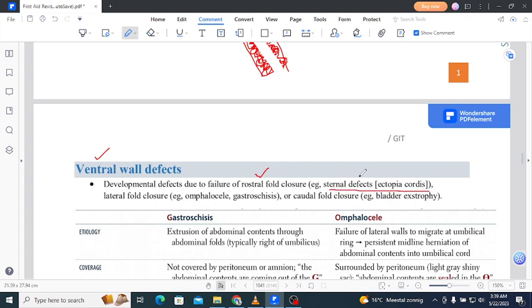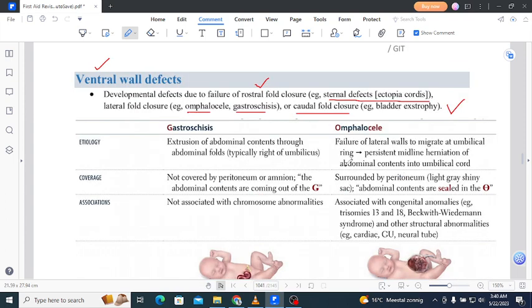If there is a problem like a defect in the whole anterior wall of the body, not only of the abdominal wall, so if the problem is with the sternum, there will be ectopia cordis. If the problem is with the lateral fold closure, there will be omphalocele or gastroschisis. Both of them will be discussed in detail below. And if there is a problem with the caudal fold closure, there will be bladder exstrophy, and this will be discussed in the repro unit, inshallah.